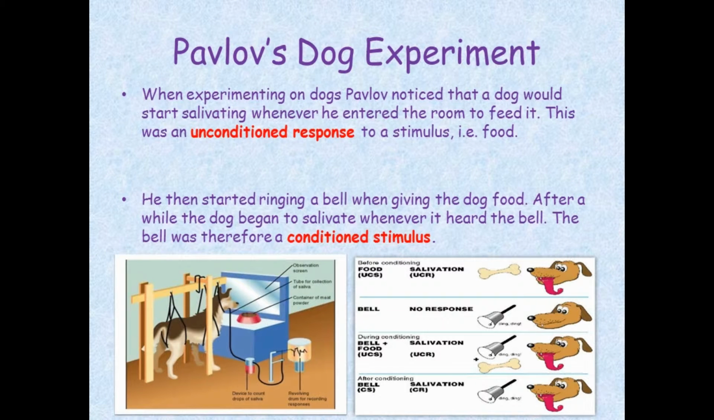Pavlov's dog experiment. When experimenting on dogs, Pavlov noticed that a dog would start salivating whenever he entered the room to feed it. This was an unconditioned response to stimulus, i.e. food. He then started ringing a bell when giving the dog food. After a while, the dog began to salivate whenever it heard the bell. This bell was therefore a conditioned stimulus. Pavlov measured the levels of salivation to determine this.